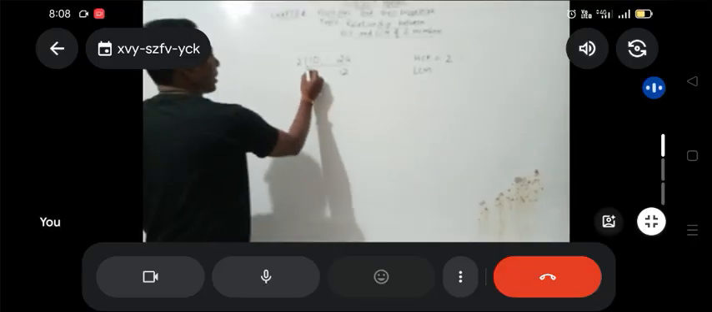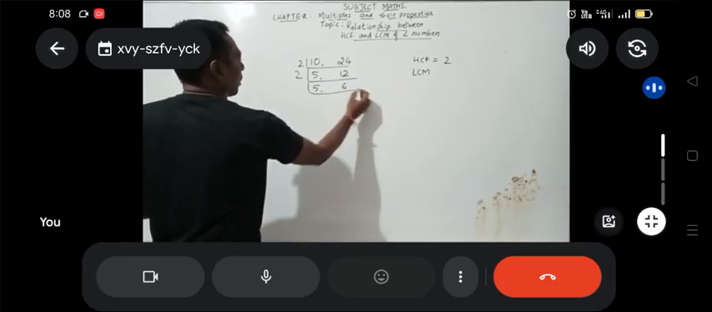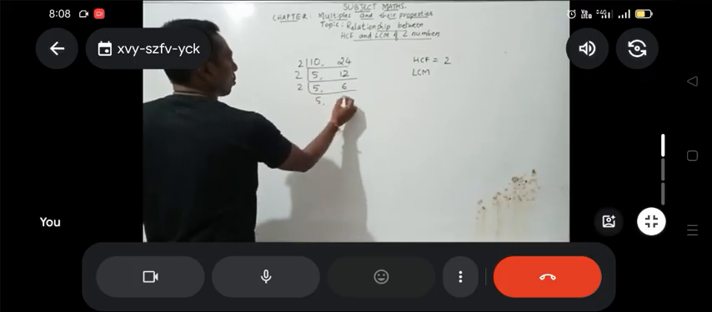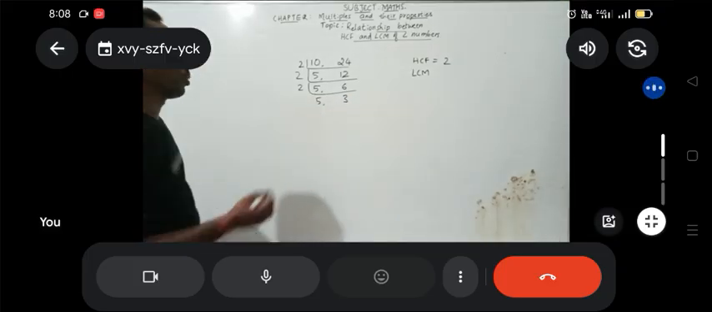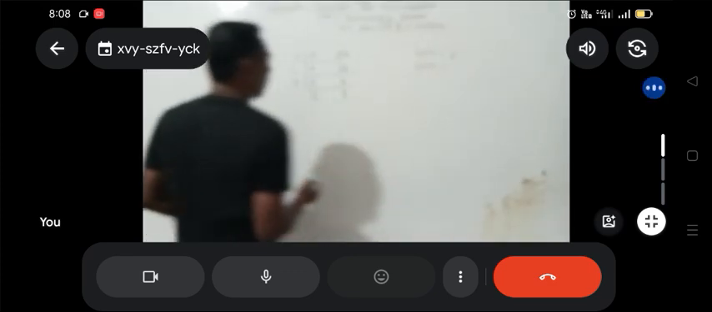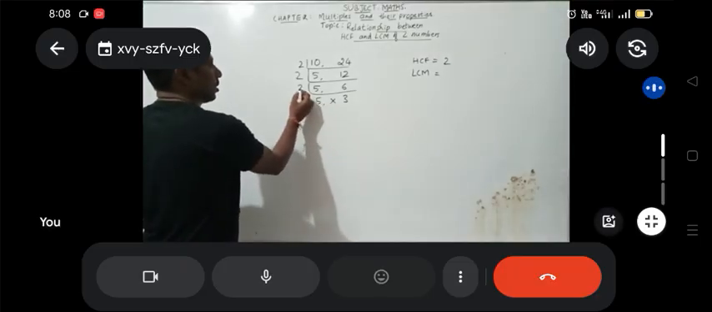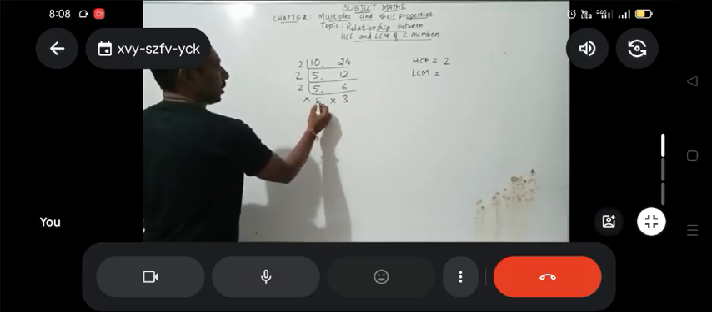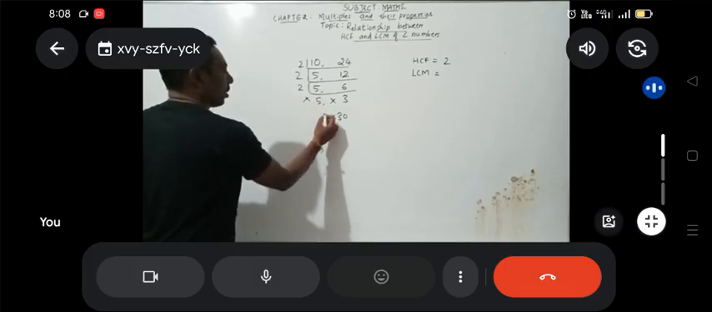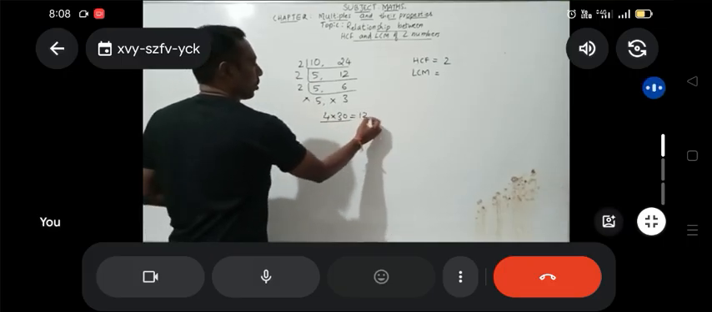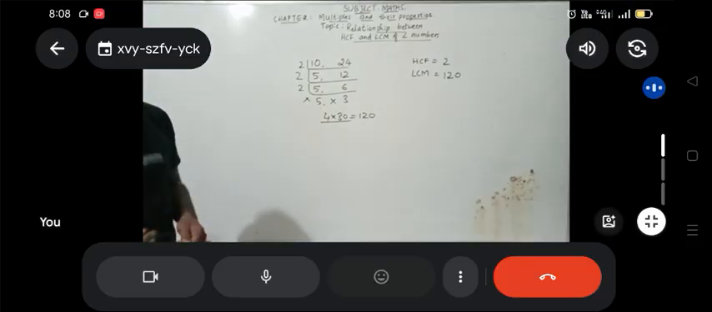Let us continue to find the LCM. Again, you can divide by 2, 2 sixes are 12. Again divide by 2, 2 threes are 6. Now you have all prime factors here. Now multiply to get the LCM. 5 threes are 15, 15 twos are 30, 30 twos are 60... 2 twos are 4, so it will be equal to 120. The LCM is equal to 120.